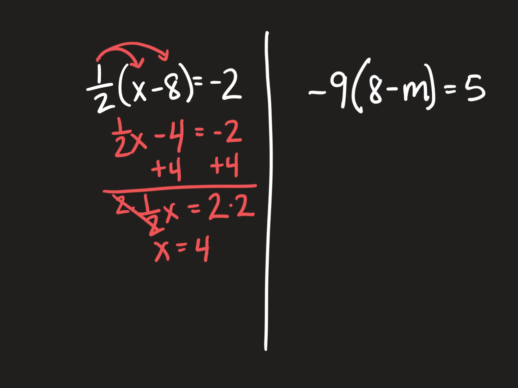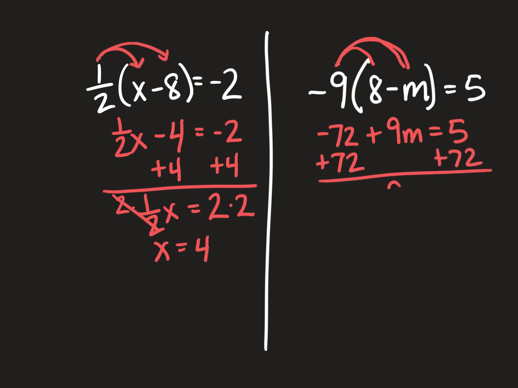Finally, this last example, just make sure you're watching the negatives. When you distribute the -9 to the 8, you get -72. And then -9 times -m would be plus 9m equals 5. Add 72 to isolate the 9m. 9m is equal to 77. Divide by 9, divide by 9. On this one, it would be okay to leave it as 77 over 9 since that cannot be simplified.